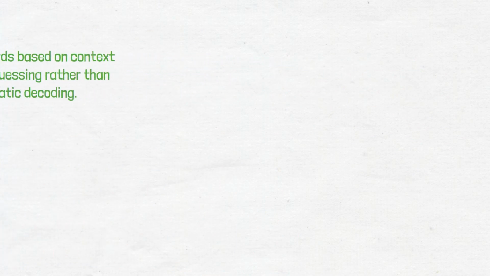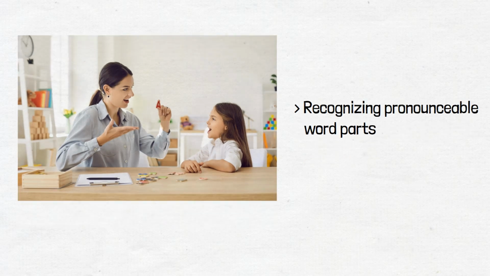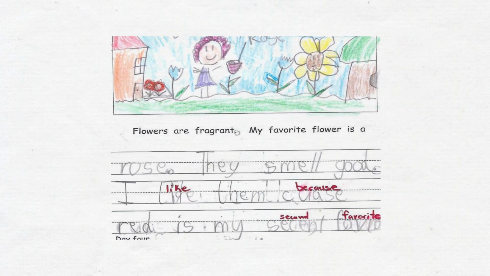Instead, teaching students to use phonics-based strategies, such as recognizing pronounceable word parts, provides a more reliable foundation for decoding. The developmental stage of young learners must also guide phonics instruction. In kindergarten, for example, writing is often focused on exploration and expression, allowing children to experiment with letters and sounds.